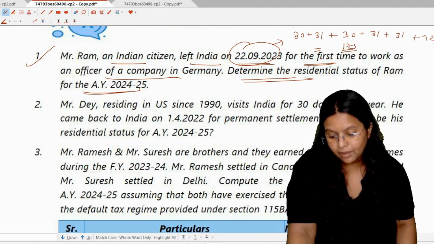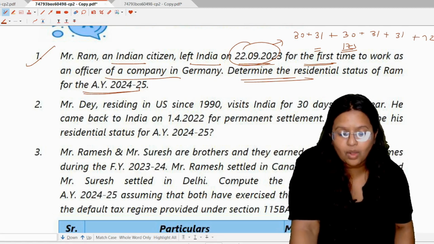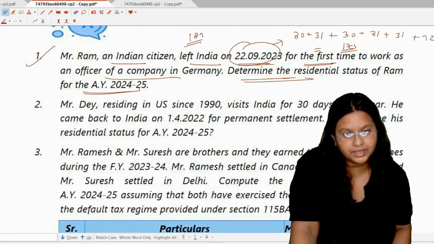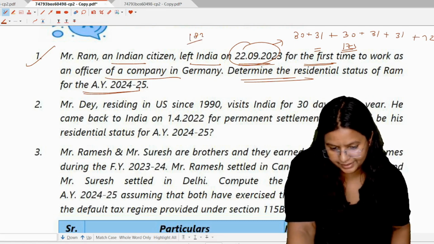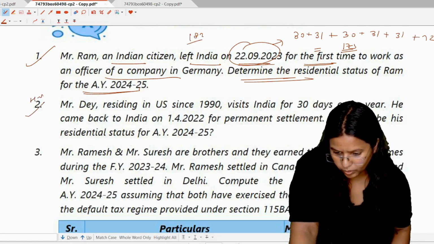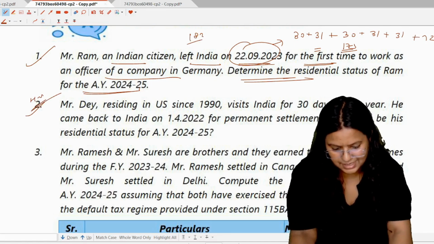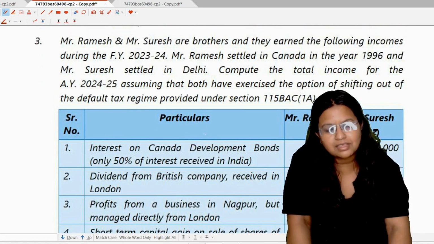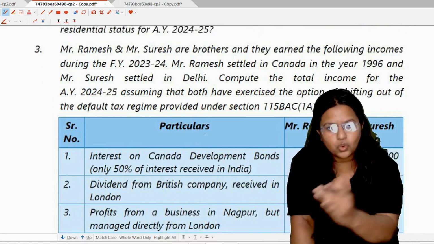The reason is that he left India for employment purposes. So, as he is not in India for at least 182 days, that person is a non-resident in India. Question number 2 is your homework. Question number 3, students, is on the interest on development bonds, as there's a category of 3 persons, OR, NOR, NR.